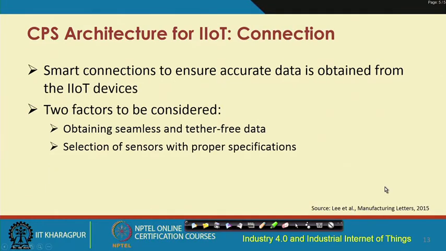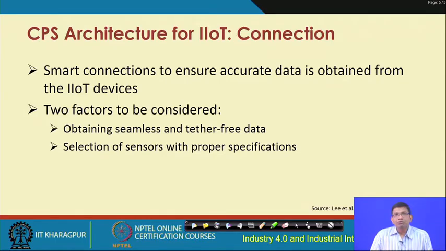So, connection. We are talking about smart connections. To do what? To ensure that accurate data is obtained from these different IoT devices, IIoT devices in the industry. So, here 2 factors should be considered: obtaining seamless and tether free data, and selection of sensors with proper specifications.